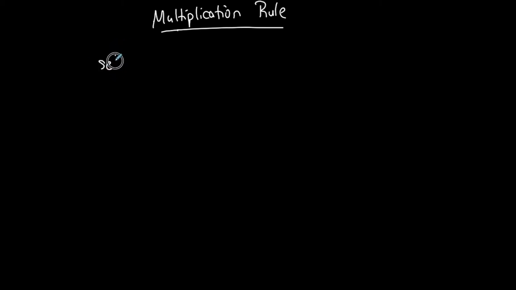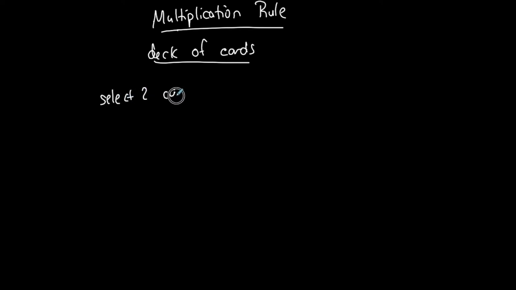So let's say that I am, real quick, again, using a deck of cards. I'm doing a deck of cards because everybody freaks out with it, and it's not as bad as you think. You just have to be very consistent with how you approach it. Let's start with selecting two cards, and let's determine the probability that I select two. Let's say the two cards are both kings.